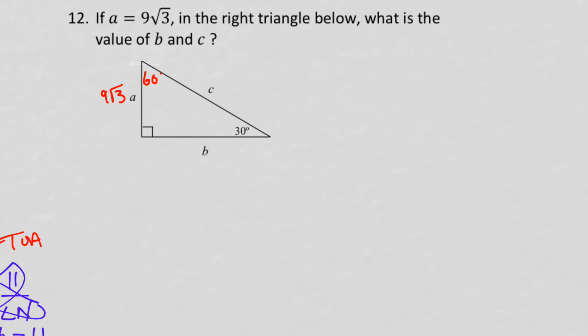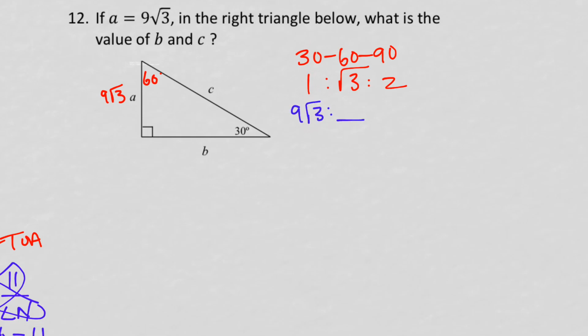So if I use that instead, if I can recognize this, I know that in every 30, 60, 90, the sides relate at a comparison of 1 to radical 3 to 2. In this example, you're given this 9 radical 3. This is across or opposite the 30 degrees. So here they're connected. So I'm going to place 9 radical 3 with the 30 degrees here.